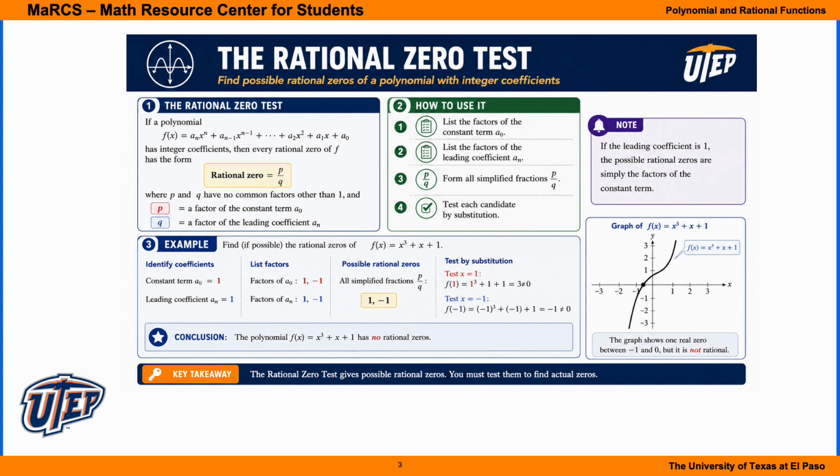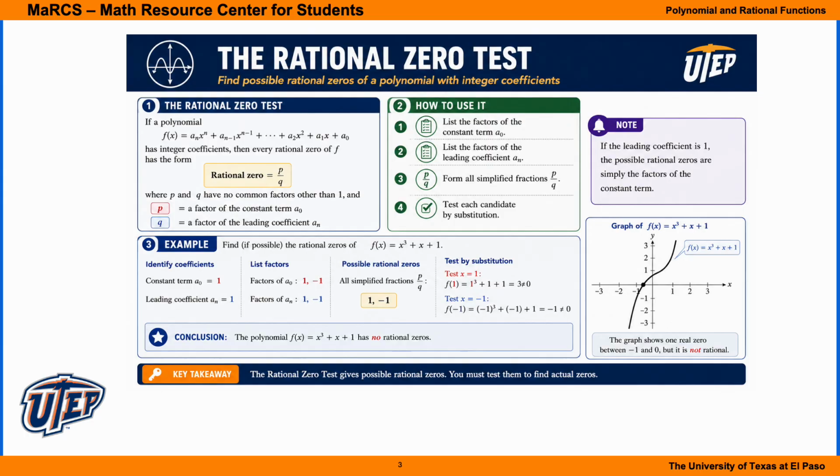So we are given the example to find, if possible, the rational zeros of f of x is equal to x cubed plus x plus 1. So we identify our coefficients, so a naught is equal to 1, and our leading coefficient a n is equal to 1. So the factors of a naught are 1 and negative 1, and the factors of a n are 1 and negative 1. So all simplified fractions are of the form 1 and negative 1. So lastly, we test by substitution.